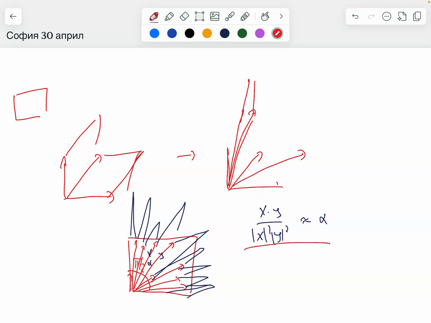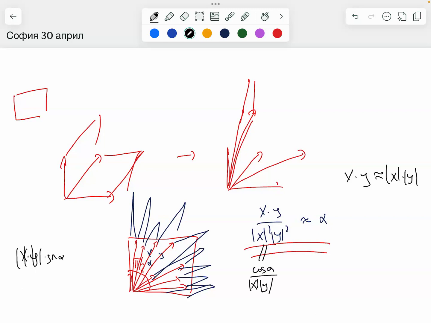Okay, why is this true? First of all, if at least one of them is big, then the scalar product of x and y is approximately the length of x times the length of y. So the fraction is just cosine alpha divided by the product of lengths. Now let's remember that the area of each parallelogram is 1. So I know that the product of lengths times sine alpha is 1. So sine alpha is just 1 divided by the product of lengths. So this thing is just cosine alpha times sine alpha. And that's just one half of sine 2 alpha. And that's approximately alpha.